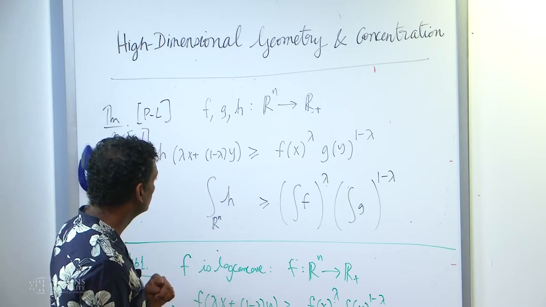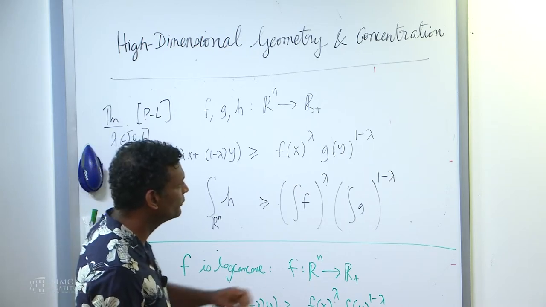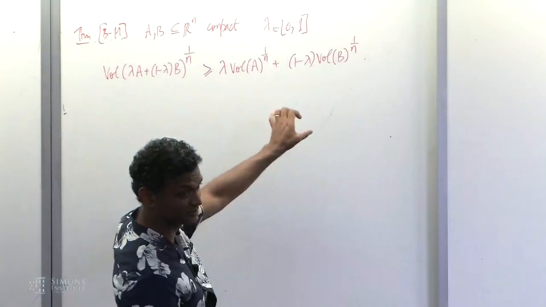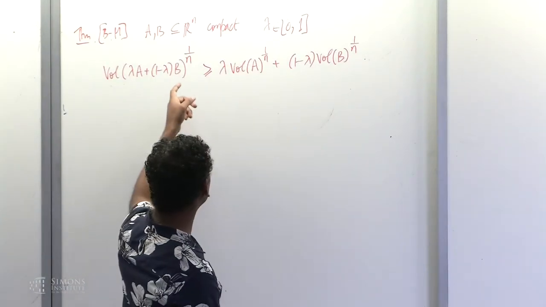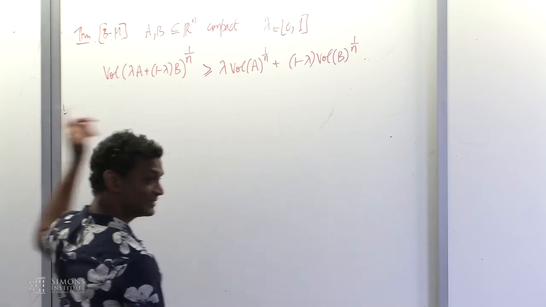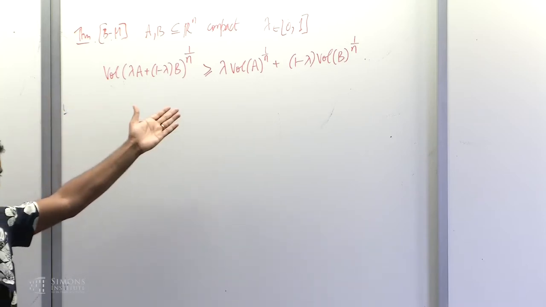Think of a slightly weaker statement here, which says that the volume is a log-concave function, instead of saying that the 1 over n power of the volume is a concave function, which is a stronger statement. Then it's just a special case of that, where we use these functions to be the section volumes. But it's nice that using the dimension, we can get a stronger statement.